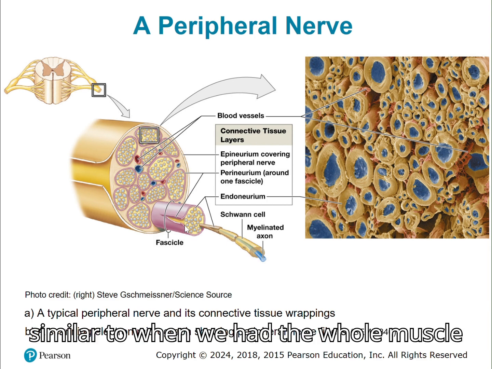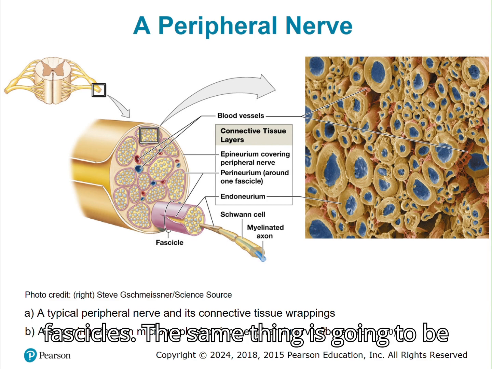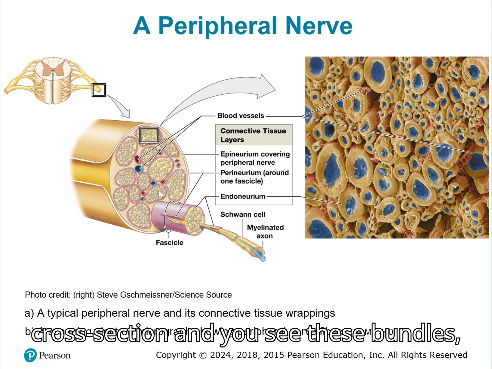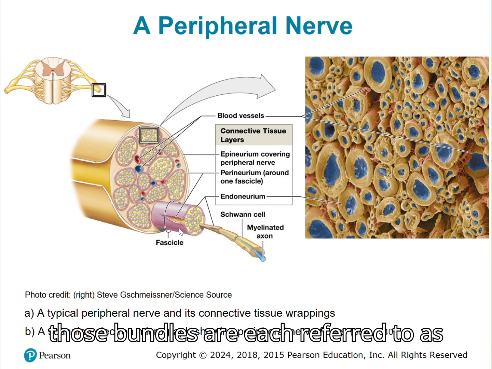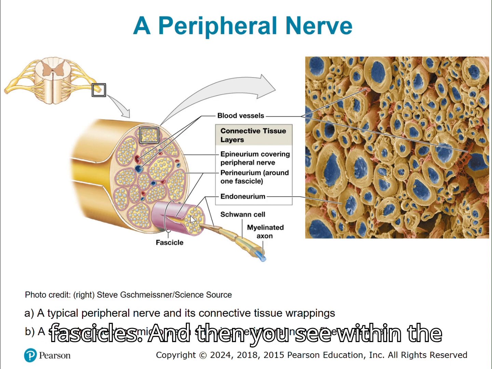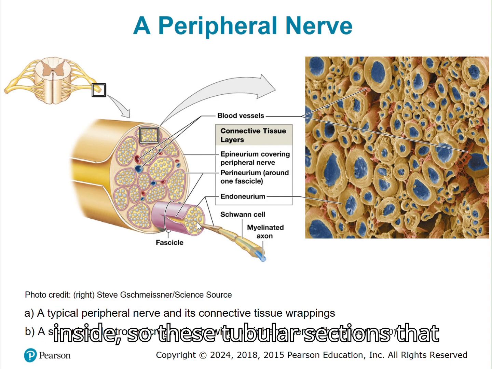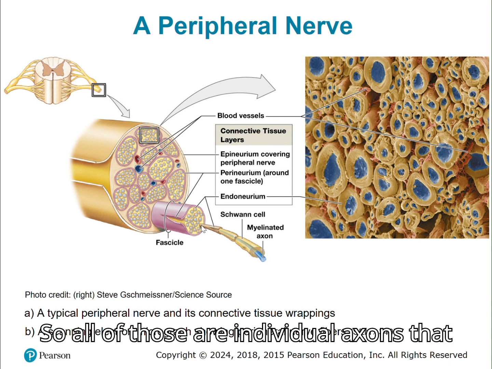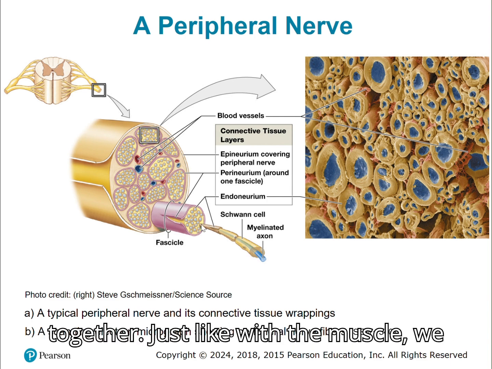This is going to look very similar to when we had the whole muscle cross-section where we had bundles of fascicles. The same thing is going to be true here. When you look at this cross-section and you see these bundles, those bundles are each referred to as fascicles. And then you see within the fascicle all these little dots that are inside. So these tubular sections that are running through the fascicles, those are individual axons of neurons. So all of those are individual axons that are running through and packaged together.